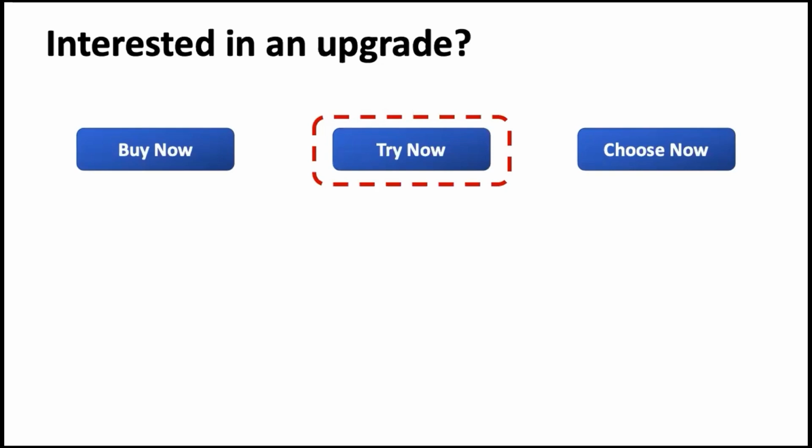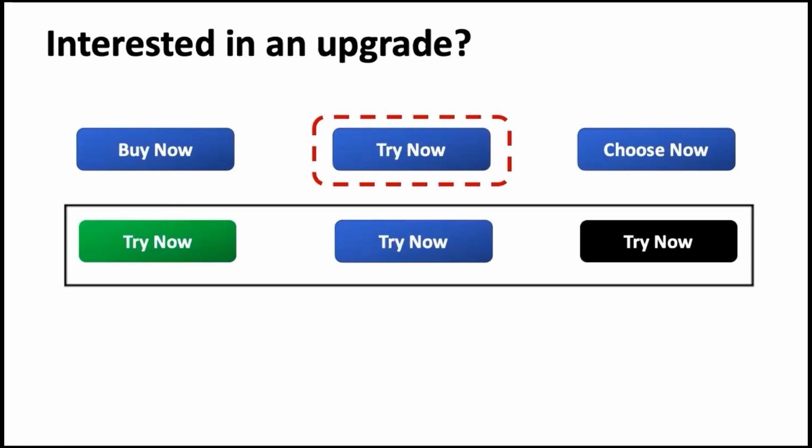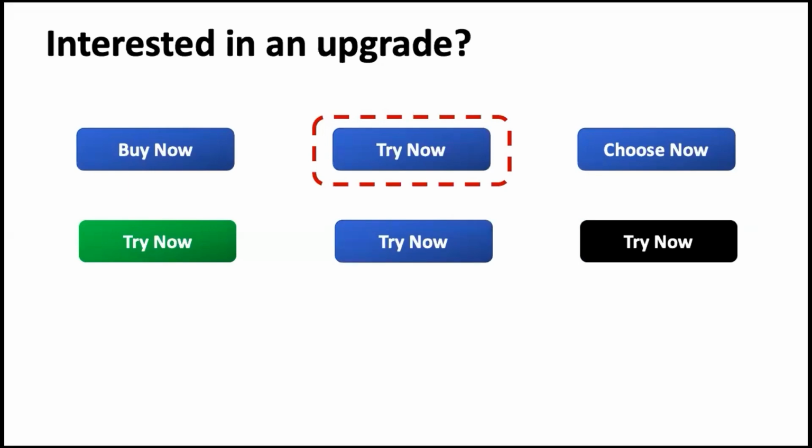No, we may try more variations on it. So for "try now" itself, we can try multiple variations. How should the "try now" button be displayed? Should it be green in color? Should it be blue in color? Should it be black in color? What gets them more clicks? Let's say they zero down to green in color because that's a color of achievement or something positive.